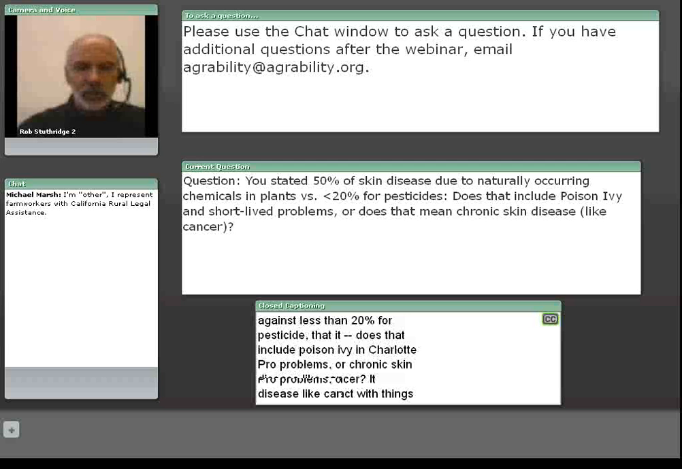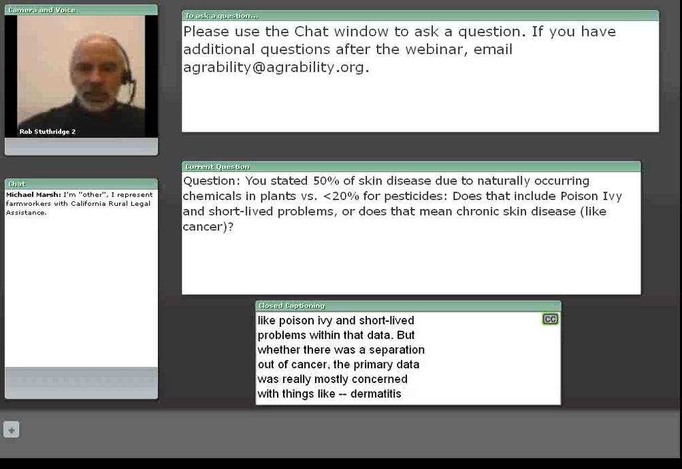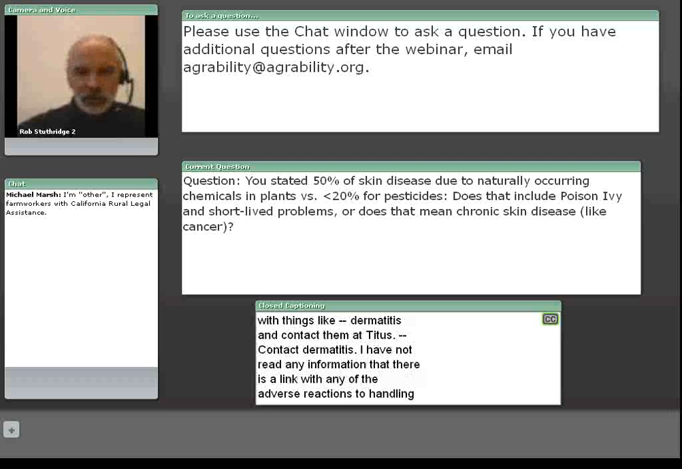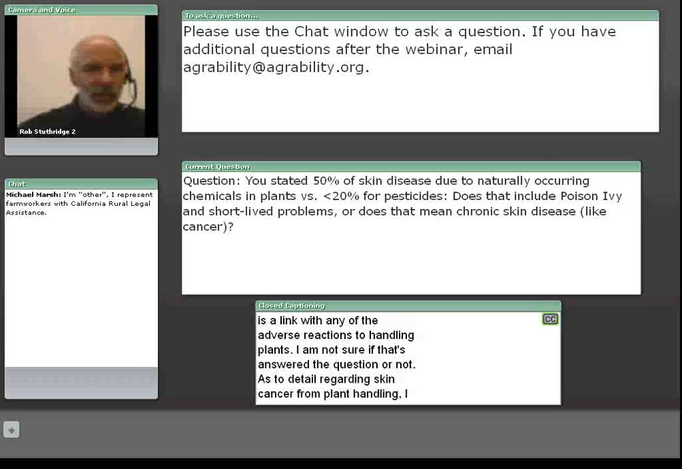But whether there was a separation out of cancer, the primary data was really mostly concerned with things like phytodermatitis and contact dermatitis. But I certainly haven't read any information that suggests there is a cancer link with any of the adverse reactions to handling plants. So I'm not sure if that's actually answered the question or not, but as to detail regarding skin cancers from plant handling, I don't have any information that would allow me to answer that. So I'm sorry, I'm a gap in knowledge there.